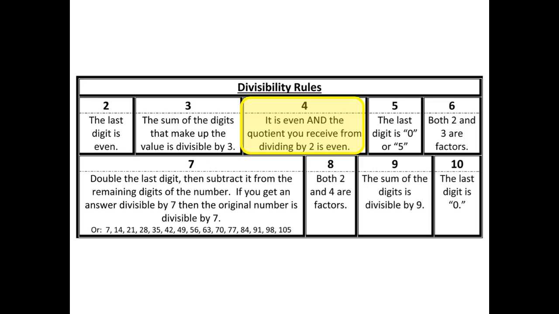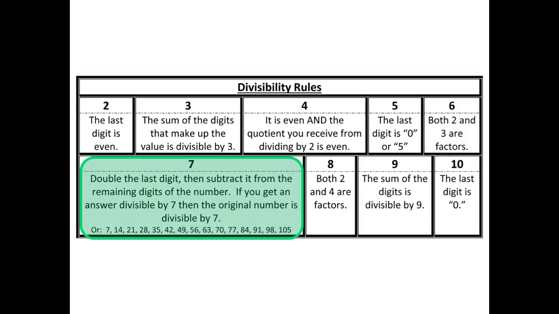If it's even and the quotient you get from dividing by 2 is even, then it's divisible by 4. So 8 divided by 2 gives me 4. 4 is still even. So 8 is divisible by 4. 5 is simple. The last digit is a 0 or a 5. 6, both the rules for 2 and 3 have to be met.